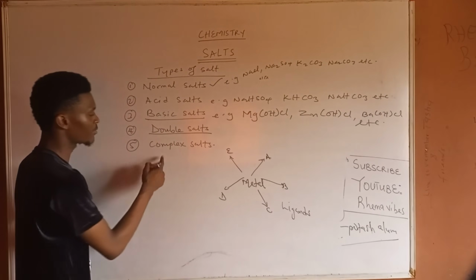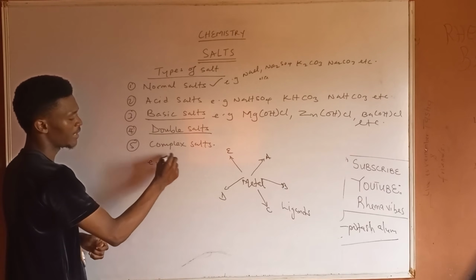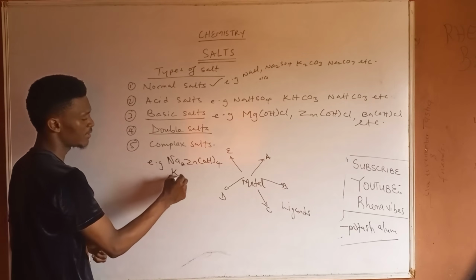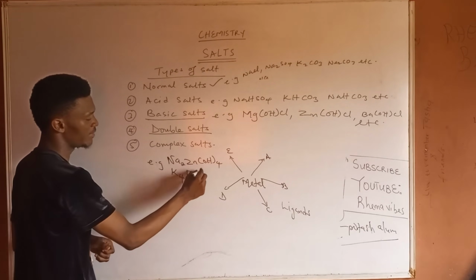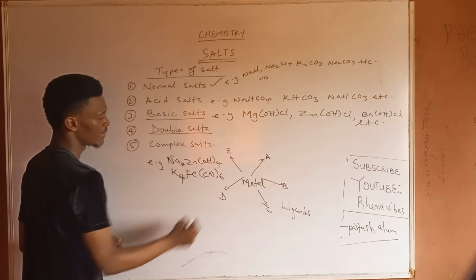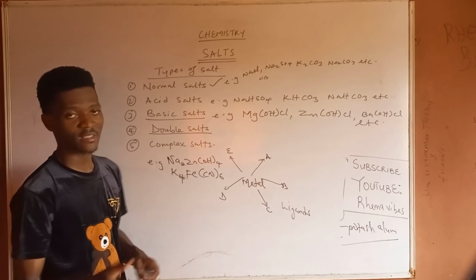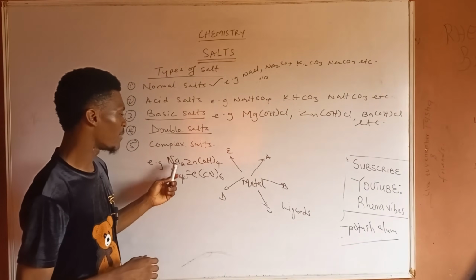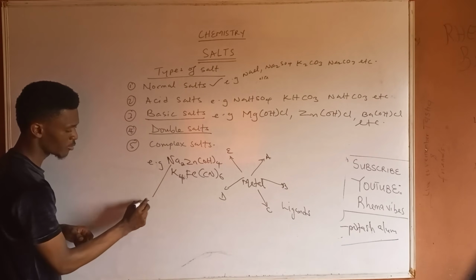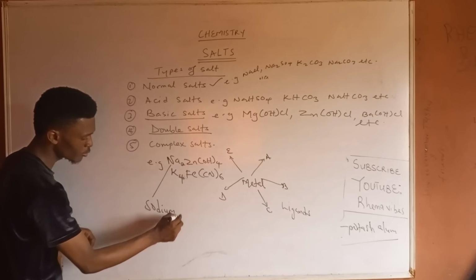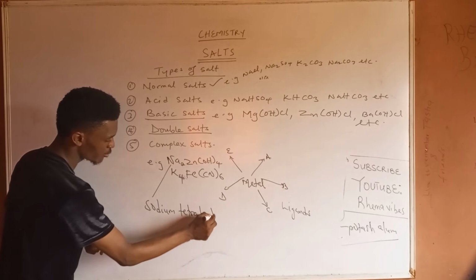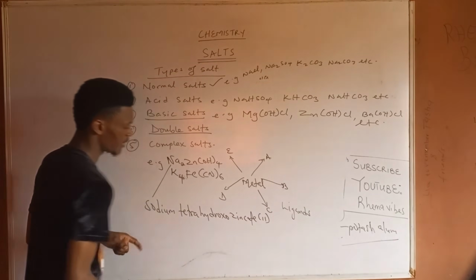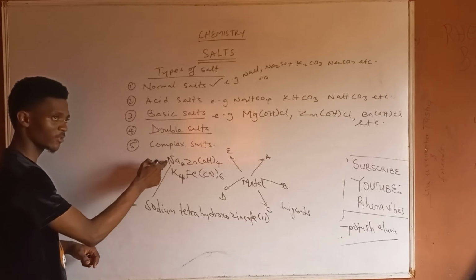Okay, and then we have classical examples of complex salts. We have Na2ZnOH4, and then we also have K4FeCN6. Now these are the two main classical examples that you have in most texts, especially those of you that are writing your WAEC and your JAM, right? Now the name of this compound, the first one, is called sodium tetrahydroxyzincate 2. Please don't forget the name of this first complex salt here.